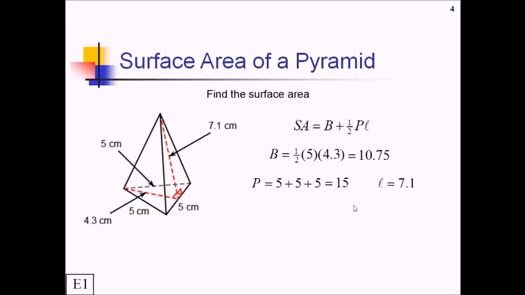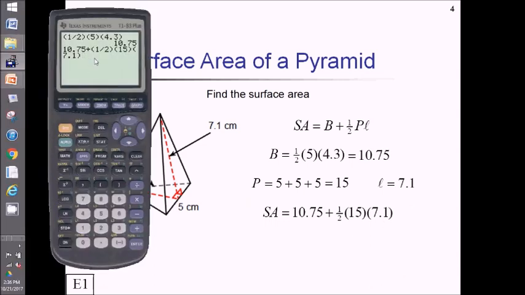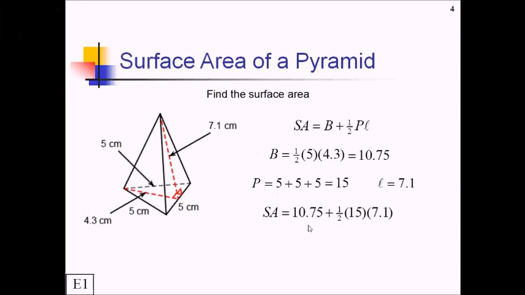Putting all this together, we've got 10.75 plus 1/2 times 15 times 7.1. Use the calculator for this. And all of that happiness is going to come out to exactly 64. Man, maybe we could have done it without a calculator. Oh well. And that'll be square centimeters.